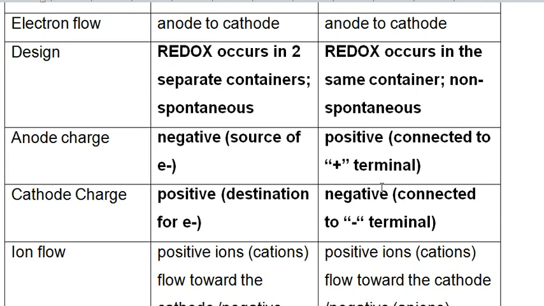Okay? Again, we had that change in the voltaic cell. The anode is considered the negative electrode or the negative terminal, whereas in an electrolytic cell, the anode is considered the positive electrode or the positive terminal. It's the negative terminal in the voltaic because it's the source of electrons. It's the positive terminal in the electrolytic because it's connected to the positive terminal on the power source. The cathode, in the voltaic, is considered the positive electrode because it's the destination for electrons, whereas in the electrolytic cell, the cathode is considered the negative electrode because it's connected to the negative terminal.